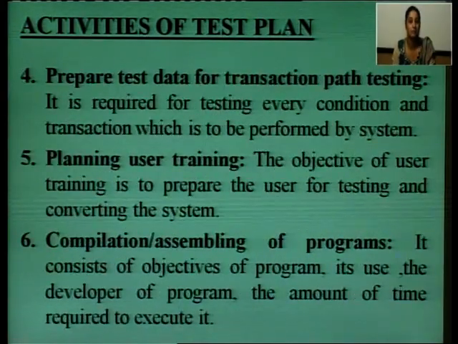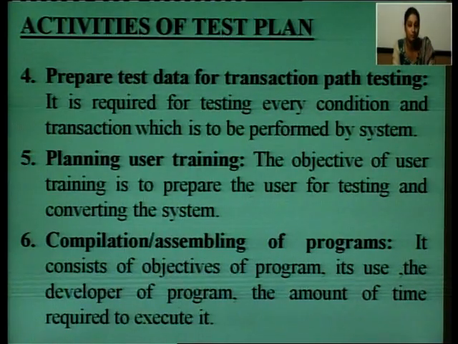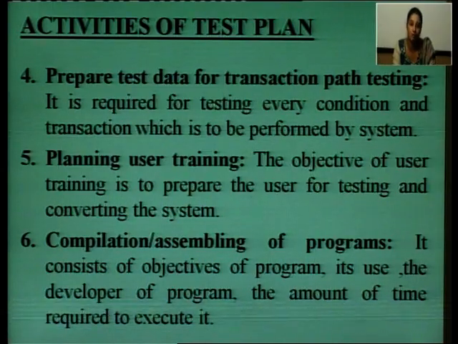Now the third step, prepare test data for transaction path testing. It is required for testing every condition and transaction performed in the system. In this, we check each and every function and condition in the system, so that there is no error in any of the yes or no conditions. Sometimes we check the true condition in the system but can't check the false condition. For that, we have to check each and every true and false condition in the system.